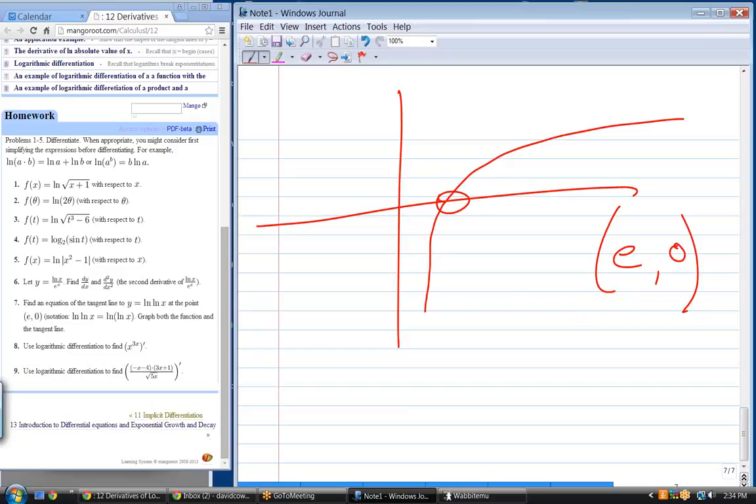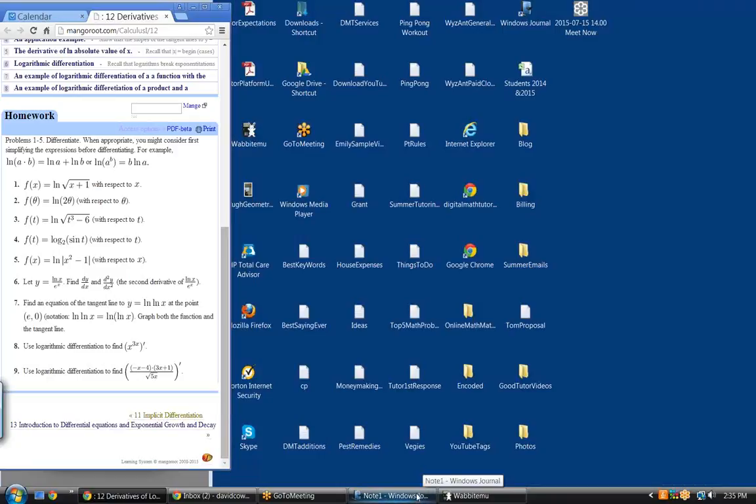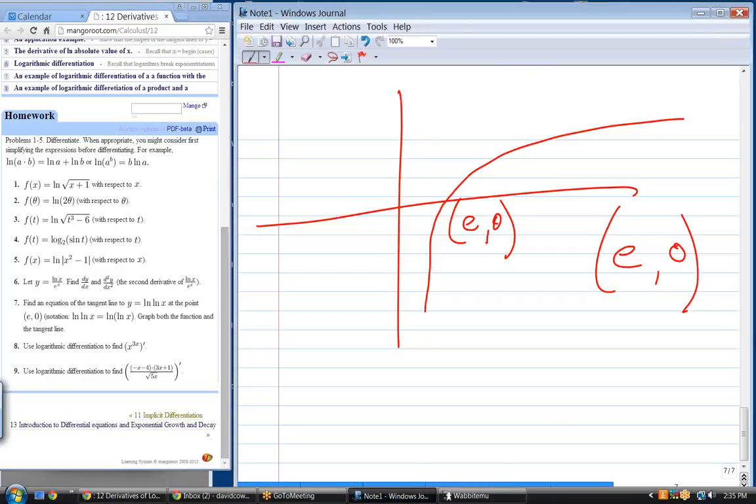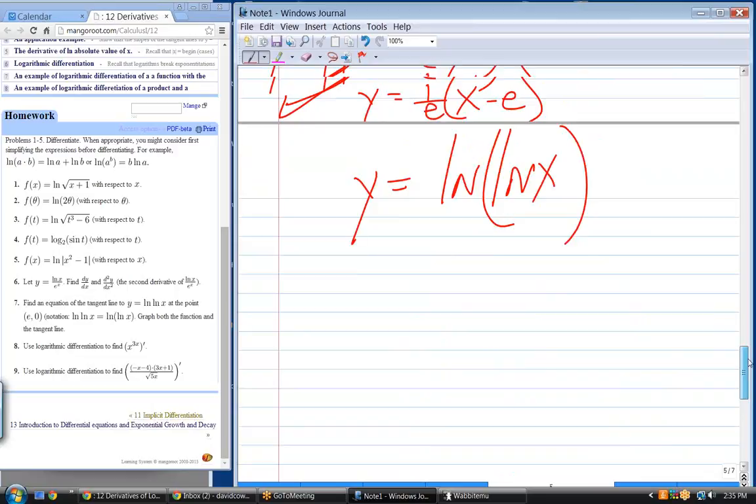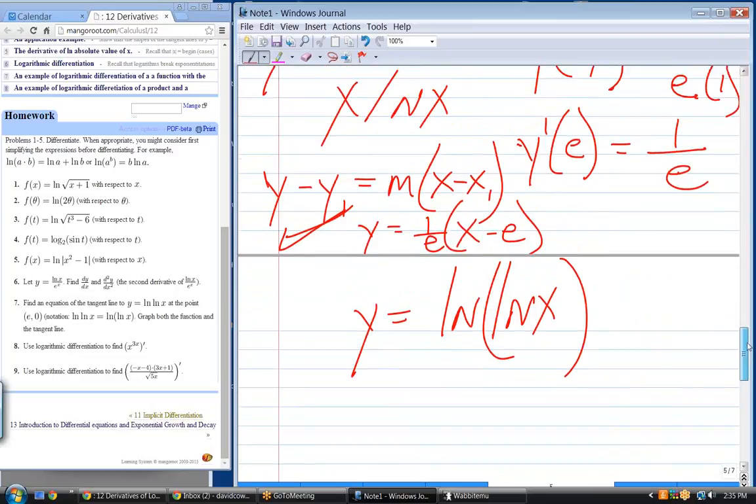Okay. Let's see. The natural log of e would be 1. The natural log of 1 is 0. So it is this point right here. Okay. That is e comma 0. And we need a tangent line there, and our slope of the tangent line is 1 over e?